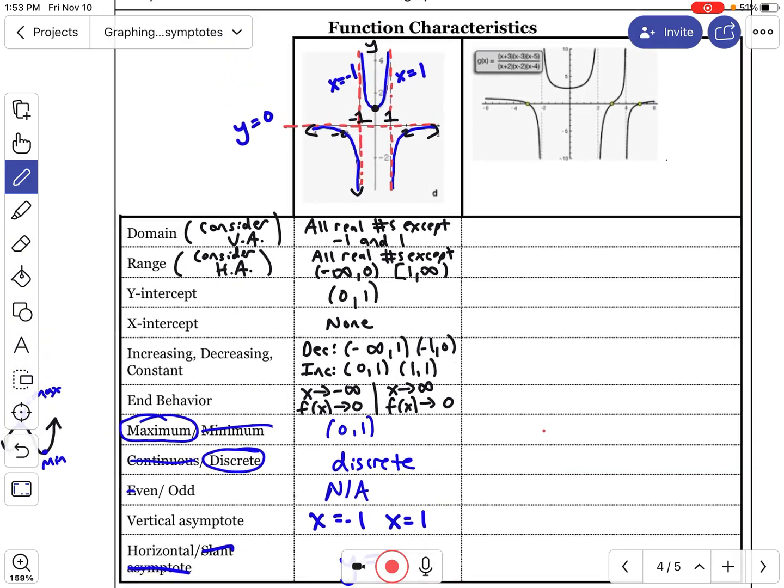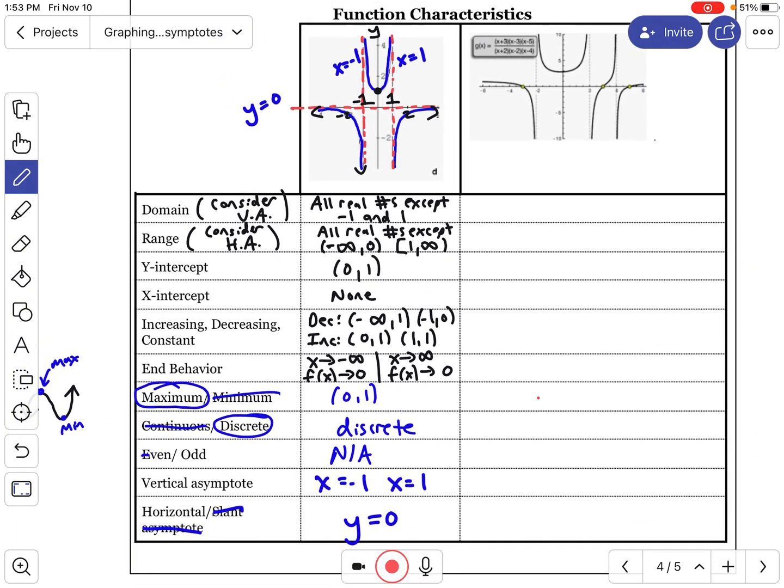All right, so that's the first one filled out. This one here on the right side is pretty similar. So hopefully that can help you out filling out this one.